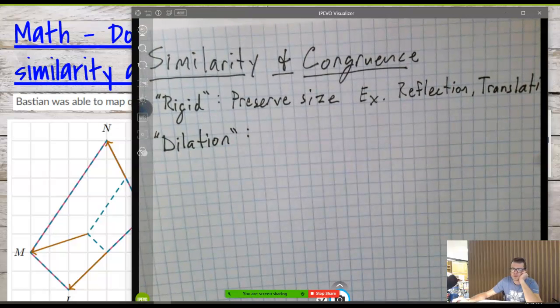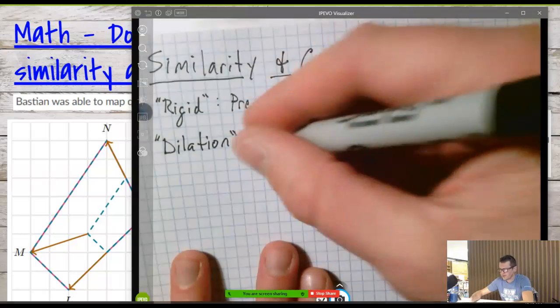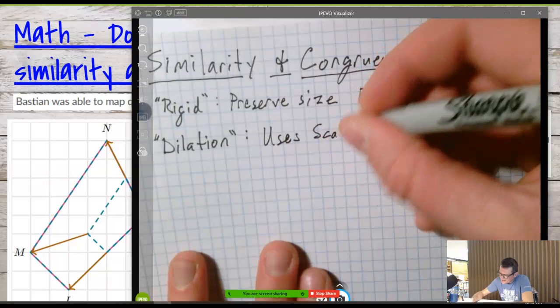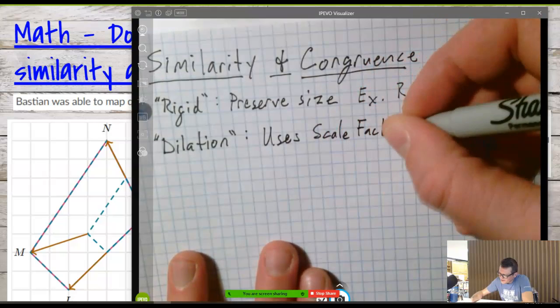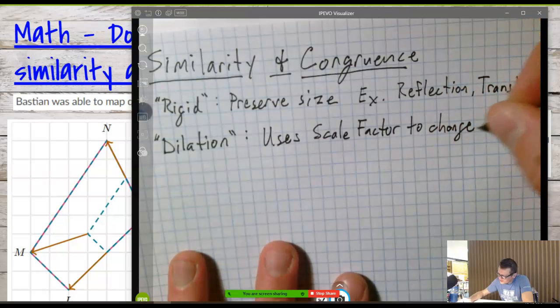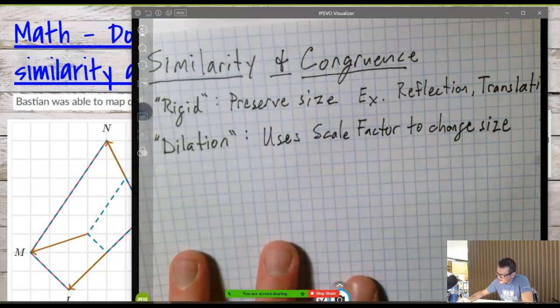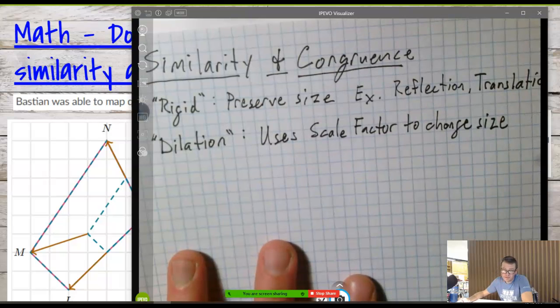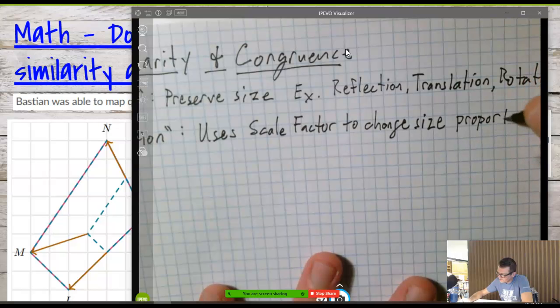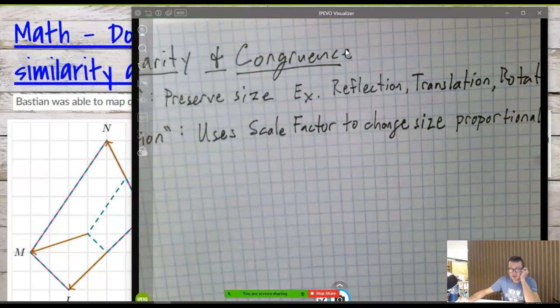What does it use? Uses a ratio. Yeah, what's the name of that ratio? There's a formal name. Scale factor. Yes, so it uses a scale factor to change size proportionally, right? The whole shape is going to change size proportionally. I think it's A-L-L-Y, but I could be wrong.